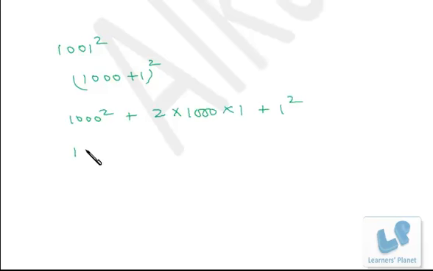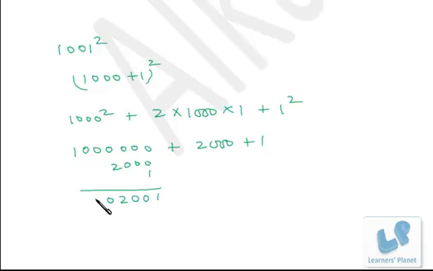Okay. Then we have 1001 square, so that is (1000 + 1) whole square, so that is 1000 square, that is a square, plus 2 into a into b plus b square. So it's 1 followed by 6 zeros, plus 2000, plus 1. So I just add it over here: 1002001, right? So that is the square of 1001.